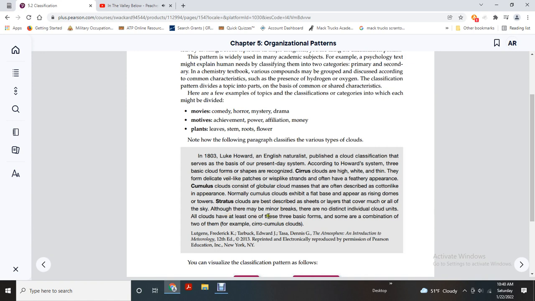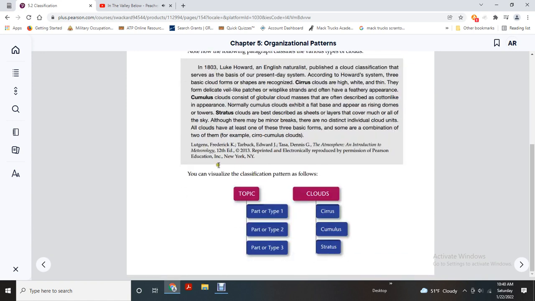All clouds have at least one of the three basic forms. Some have a combination of the two, such as cirrocumulus clouds. That was from Frederick K. Lutgens, Edward J. Tarbuck, and Dennis Tasa, Atmosphere: An Introduction to Meteorology, 12th edition. You can visualize the classification pattern as follows: the topic, then part or type 1, part or type 2, part or type 3. For clouds, these would be cirrus, cumulus, and stratus.